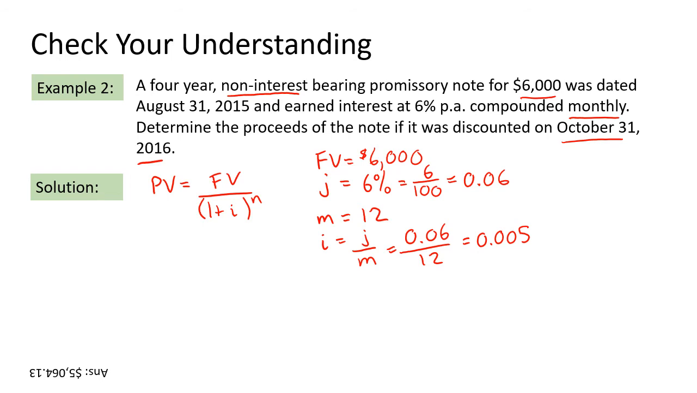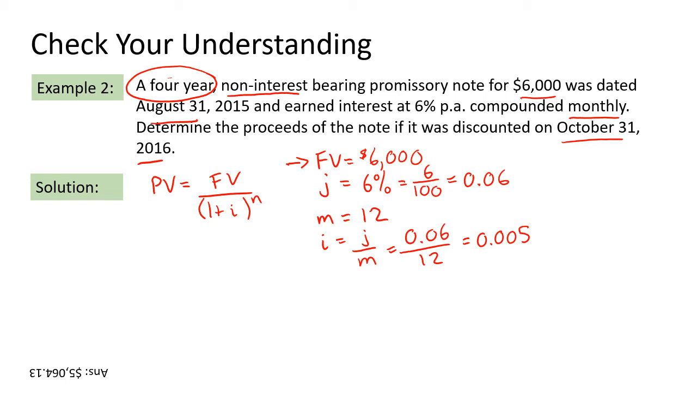So our last item is the total number of compounding periods. This is where it gets interesting. Our question noted it as a 4-year promissory note, and the note was dated August 31st, 2015. That means that was the day the note was initiated. So the maturity date, or the date that this future value is valid for, because remember, in a non-interest bearing note, that value of $6,000 is the future value, or in other words, the value 4 years from now.